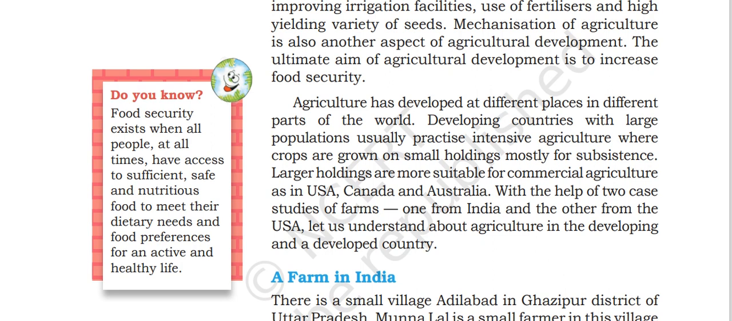Food security: all people have access to sufficient, safe and nutritious food to meet their dietary needs and food preferences for an active and healthy life. Agriculture has developed at different places in different parts of the world.